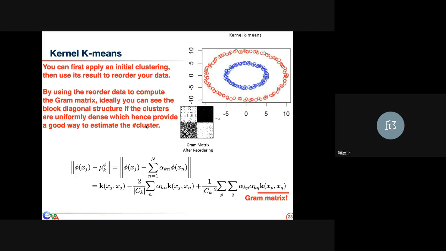Because in k-means you need to determine how many clusters you want to have. So this is a good way for you to roughly tell, from the gram matrix visualization, the possible number of clusters that you want to have.